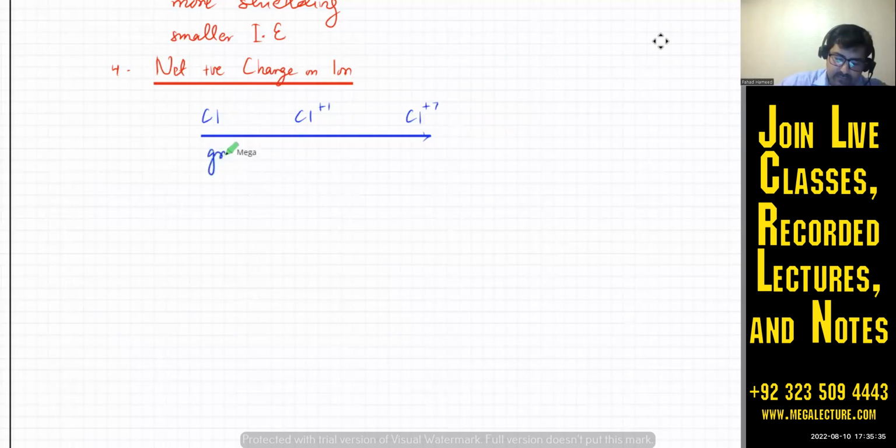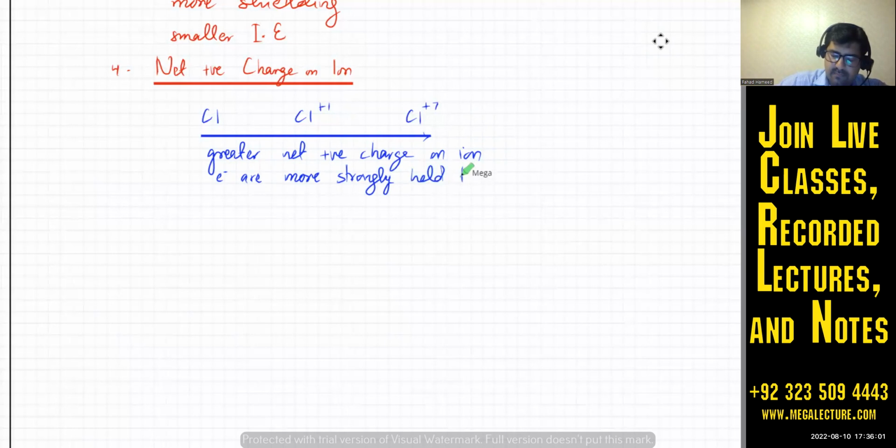So greater net or overall positive charge on the ion indicates that electrons are even more strongly held together. And it also decreases the radius as well, because of the stronger attraction. So the radius of the ions decreases because of the stronger attraction. So which is why the ionization energy increases. It becomes more difficult to remove electrons.